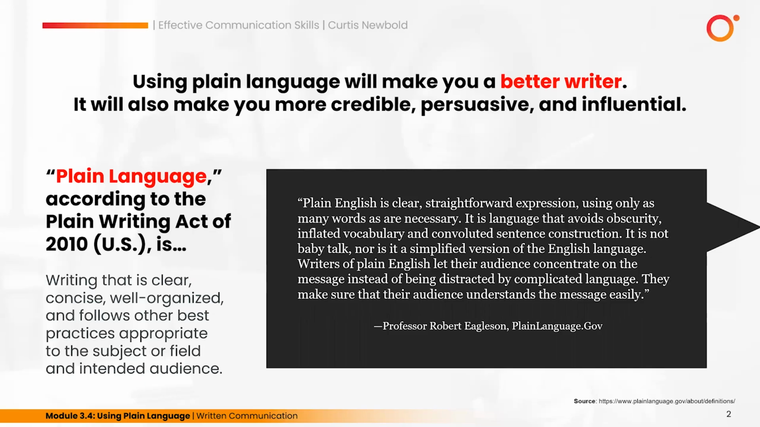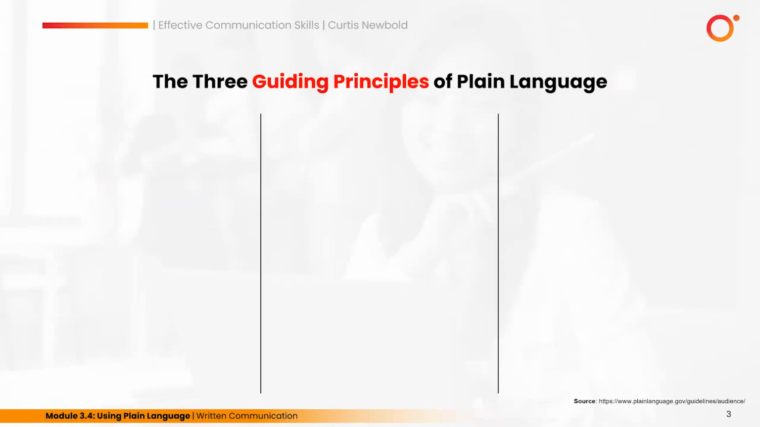It is language that avoids obscurity, inflated vocabulary, and convoluted sentence structure or construction. It is not baby talk, nor is it a simplified version of the English language. Writers of plain English let their audience concentrate on the message instead of being distracted by complicated language. They make sure that their audience understands the message easily. And that's the key there. We are using language that our audience will understand, and we're reducing unnecessary words and unnecessary complexity.